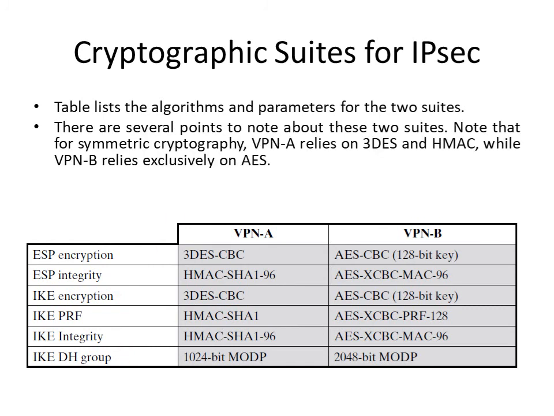There are several points to note about these two suites. Note that for symmetric cryptography, VPN-A relies on 3DES and HMAC, while VPN-B relies exclusively on AES. So much you can keep in mind. This is basically the virtual private network RFC 4308 and the algorithms and parameters for the two suites.